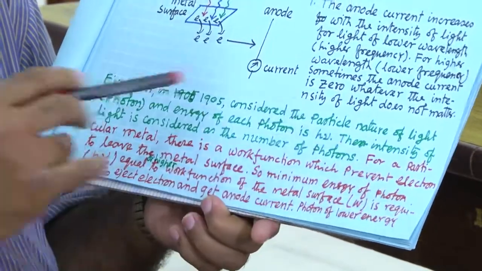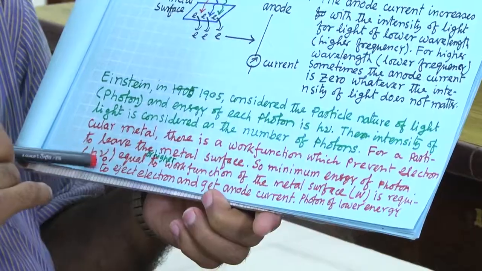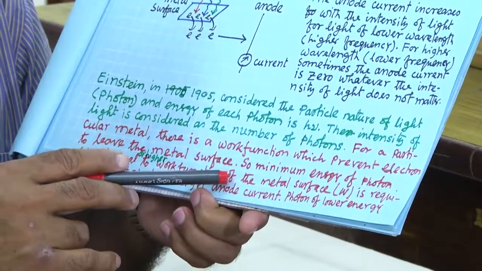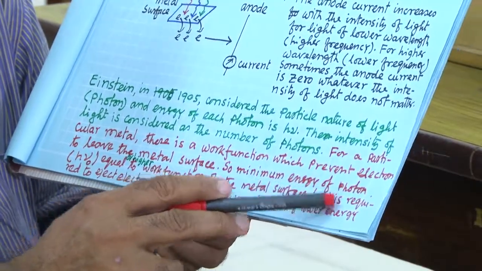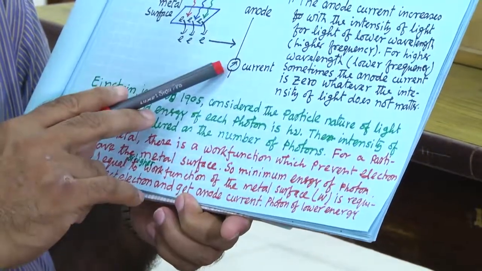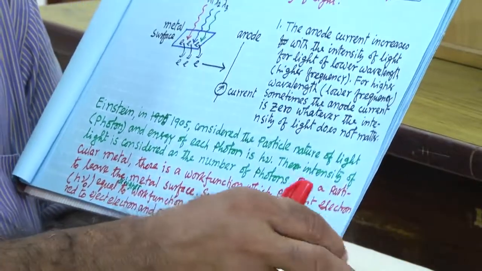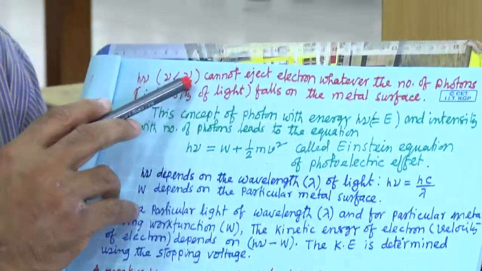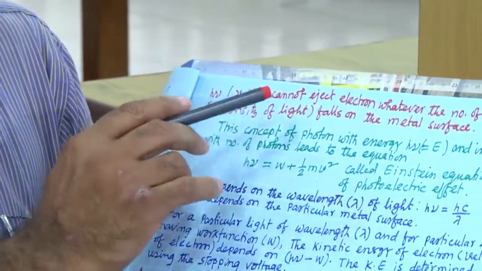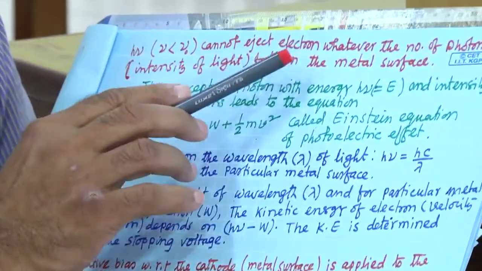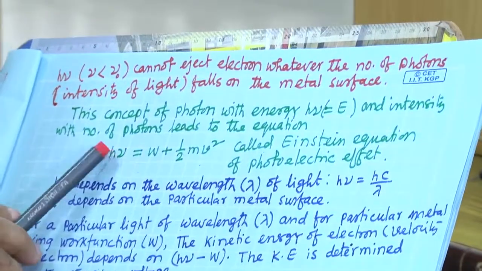So the minimum energy of the photon, that is h nu 0, must be equal to or higher than the work function of the metal surface. That is the work function W, which is required to eject an electron and get anode current. So a photon of lower energy, say h nu where nu is less than nu 0, cannot eject an electron whatever the number of photons falling on the metal surface.